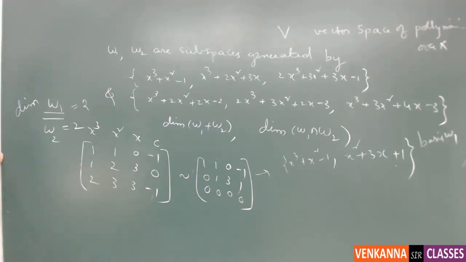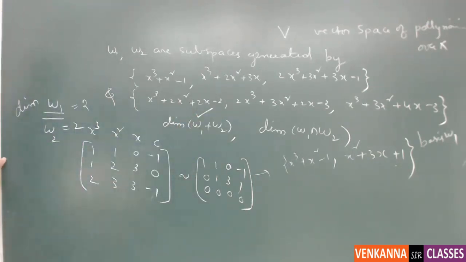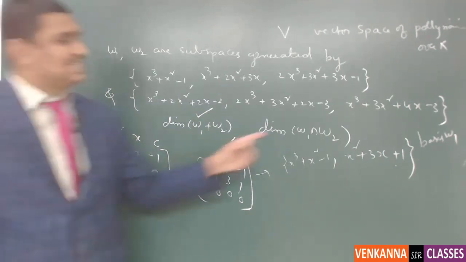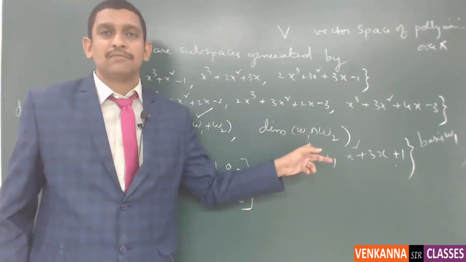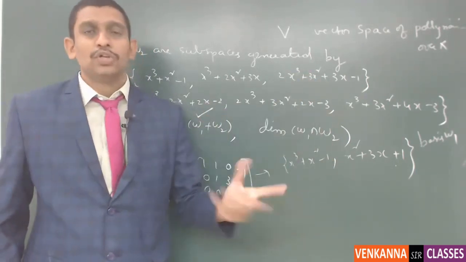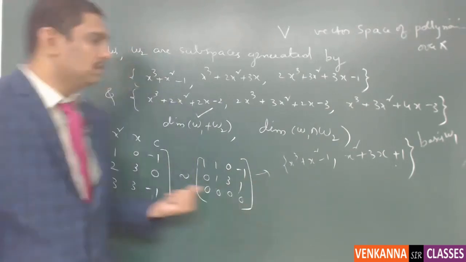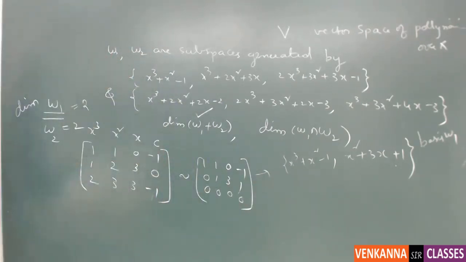Now here I find the dimension of W1 plus W2, because you don't know what is the generating set for the intersection. If you know the common intersection part from these two, you can specify the dimension of the intersection. Since it is not possible, I want to find the dimension of W1 plus W2. How? You should know a generating set first. From that you can find the basis.